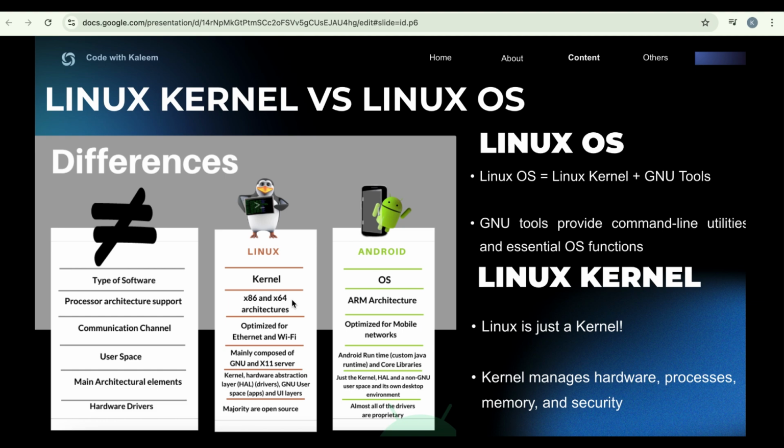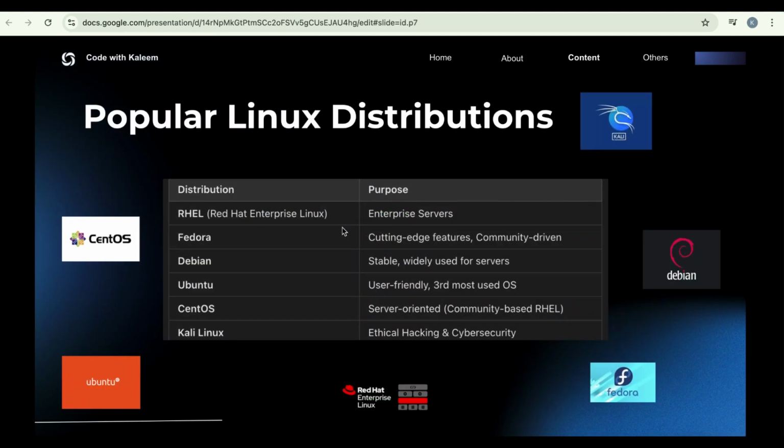Now let's discuss the popular Linux distributions. You must have heard about Red Hat Enterprise Linux, which is for enterprise servers, and Fedora, which has cutting edge features and is community driven. Debian is stable, widely used for servers, user friendly, and the third most used OS, right? CentOS is server oriented and community based, basically driven by Red Hat Enterprise. And Kali Linux, maybe you have heard about this. Kali Linux is basically used by hackers, and cybersecurity students also use it. It is also used for ethical hacking as well, and we will discuss Kali Linux in the upcoming series.